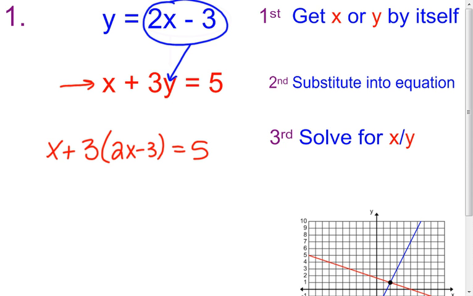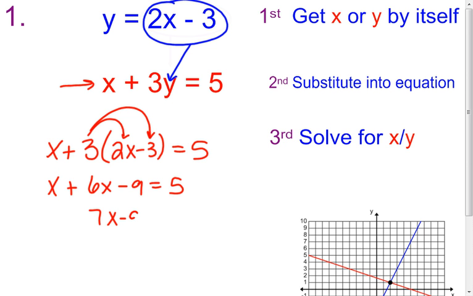Make sure you put it in parentheses because that 3 that's out in front does need to be distributed. So then I will have x plus 3 times 2x is 6x. 3 times negative 3 is negative 9 equals 5. If I combine my like terms, I'll have 7x minus 9 equals 5. Then I will add 9 to both sides. And I will have 7x equals 14. Divide by 7. And I will have x equals 2.